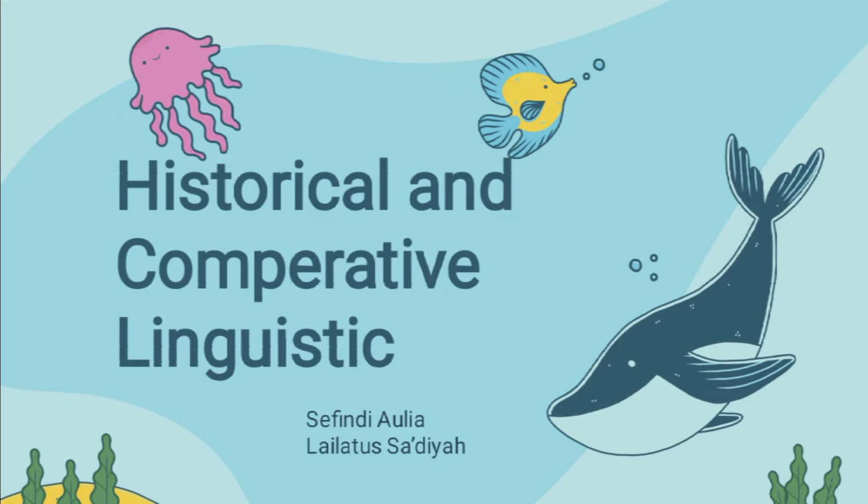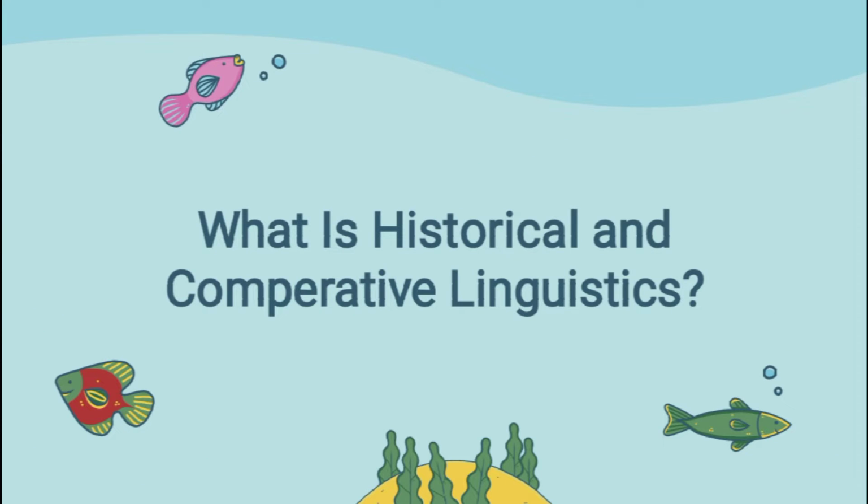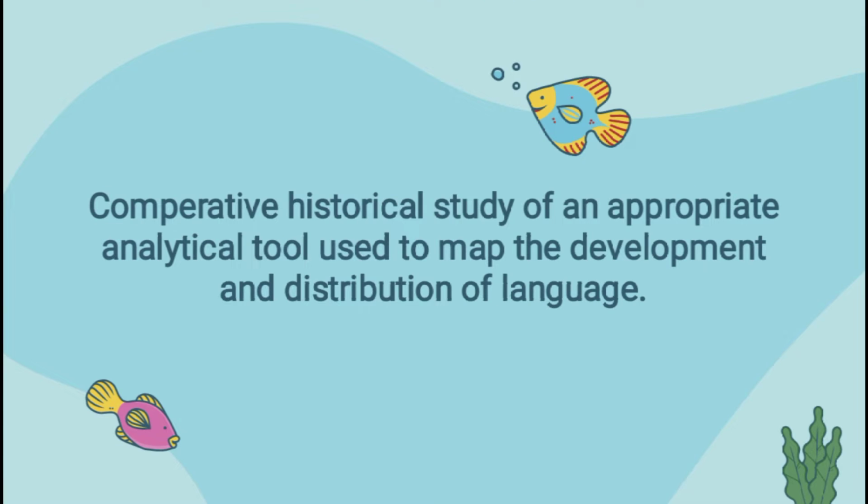Now we will explain you about historical and comparative linguistics. First of all, what is historical and comparative linguistics? Okay, I will describe you about it. Historical and comparative linguistics is a comparative historical study of an appropriate analytical tool used to map the development and distribution of language. This is the description from our book arranged by Mem Ulfa.